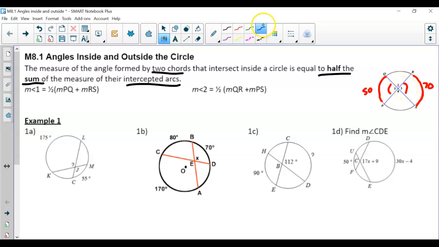So then the same thing here. So angles 2 and 4. This is QR and PS creating these two. So you would add these two arcs that are being created and divide by 2.